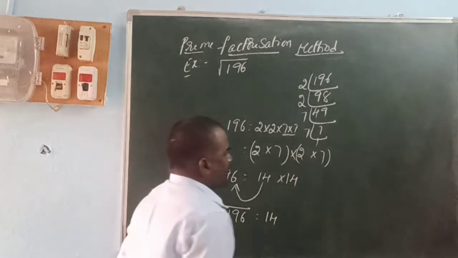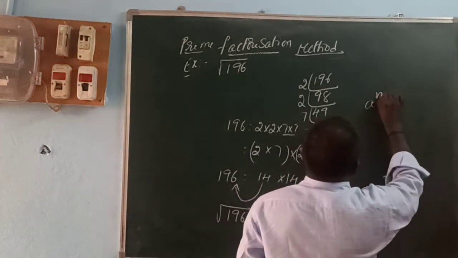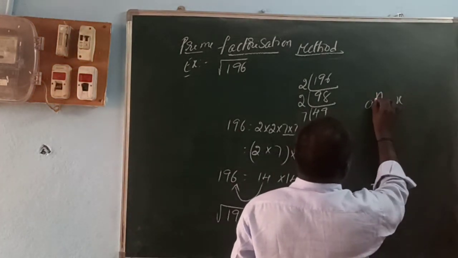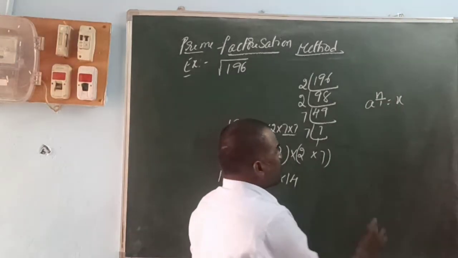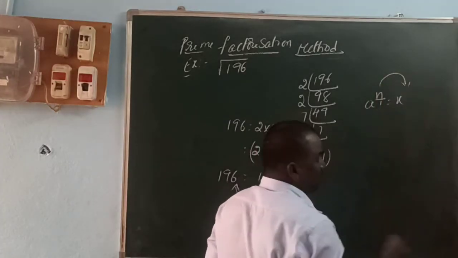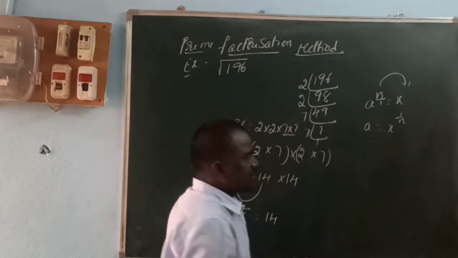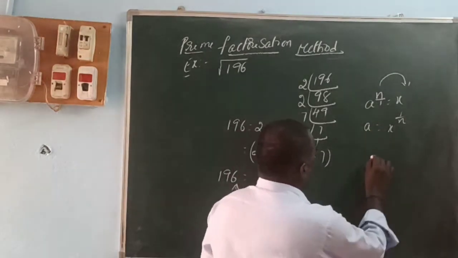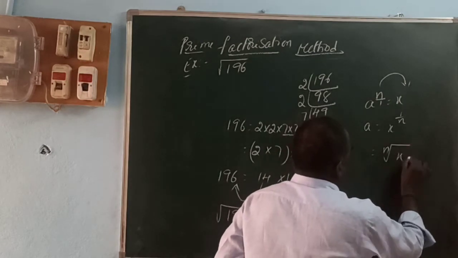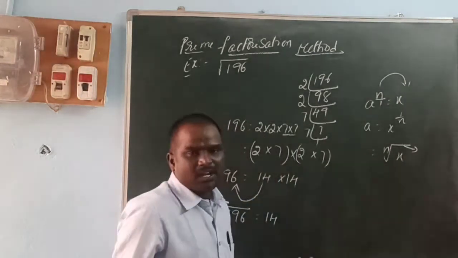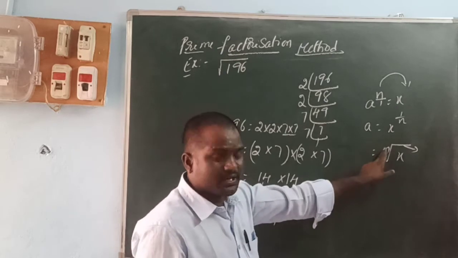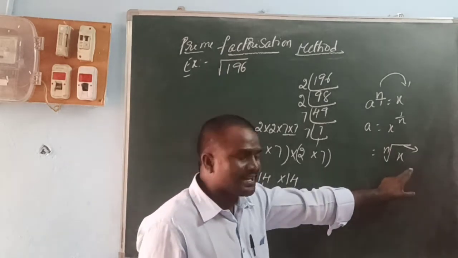Okay, so here a power n is equal to x. Here the n we can write as n by 1. This n by 1 going to the right side becomes reciprocal. That is a is equal to x power 1 by n. This x power 1 by n we can write as nth root of x. Here the root is called radical sign or surd. The n is called order. The x is called positive rational number.